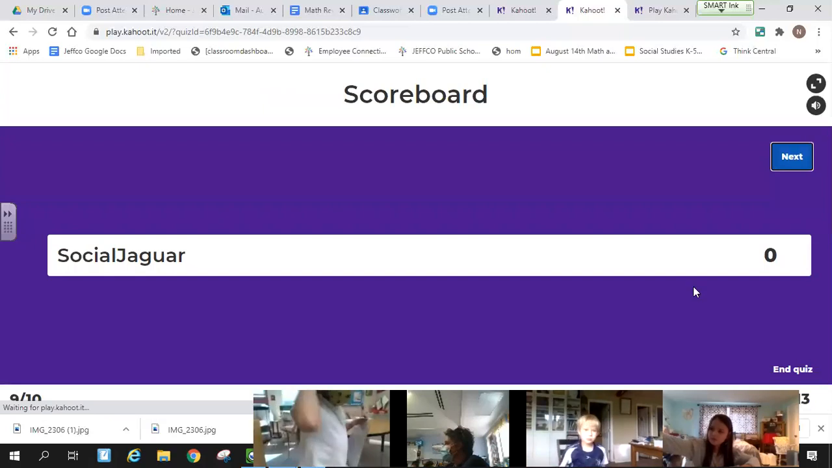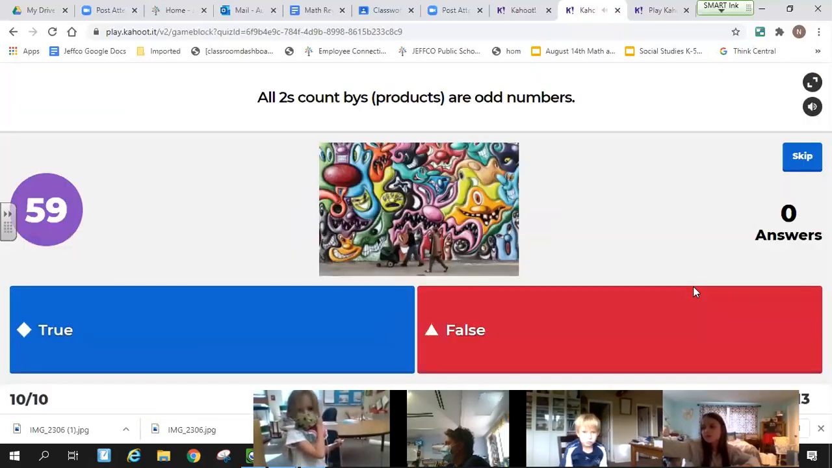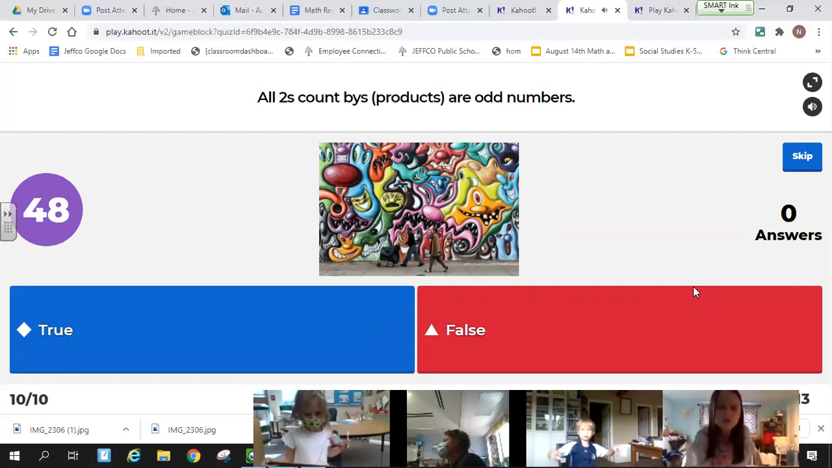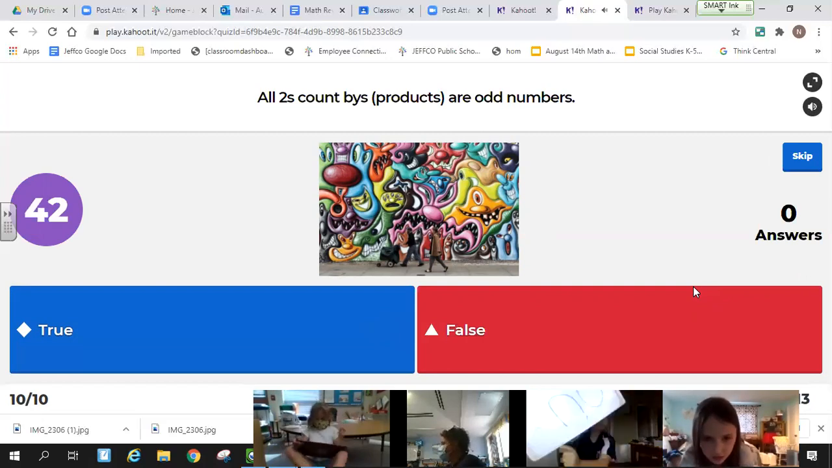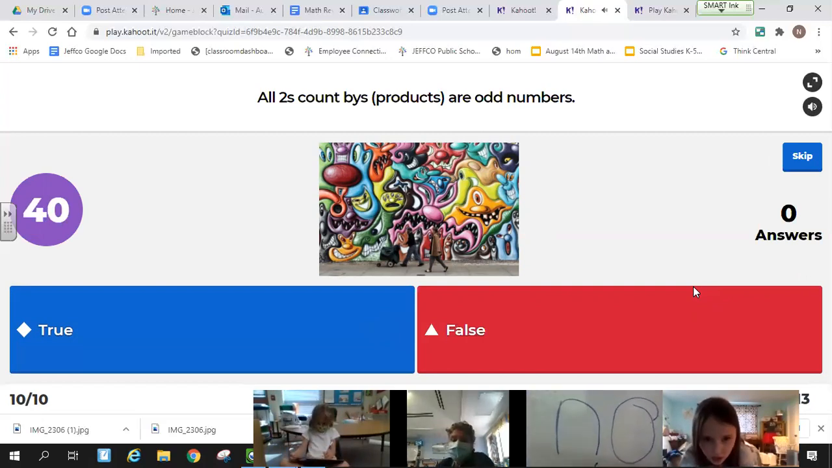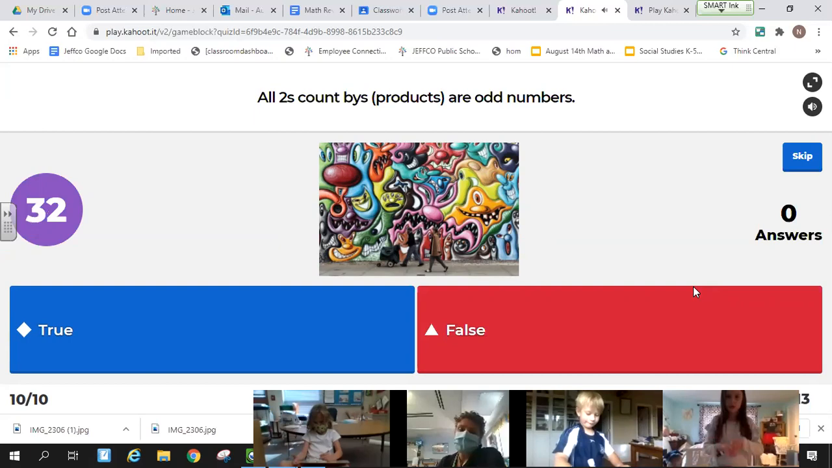True or false? All 2's count bys are odd numbers. So Haley, I want to see you counting by 2's and thinking, are those numbers odd or are they not? True or false? Count by 2's. Are those odd numbers? It's false. Can you explain your answer?